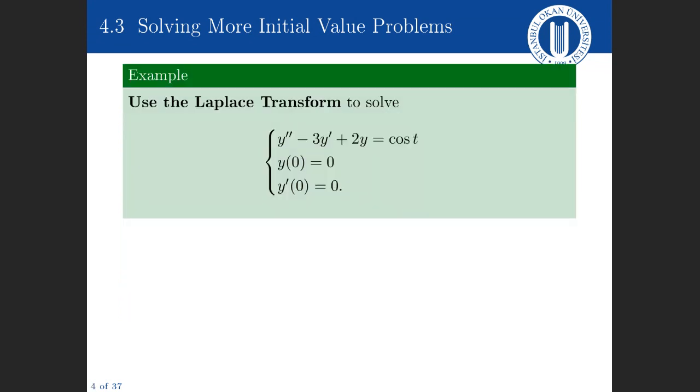We can use these to solve initial value problems like this. For example, use the Laplace transform to solve y double prime minus 3y prime plus 2y is equal to cos t. y of 0 is equal to 0, y prime of 0 is equal to 0.